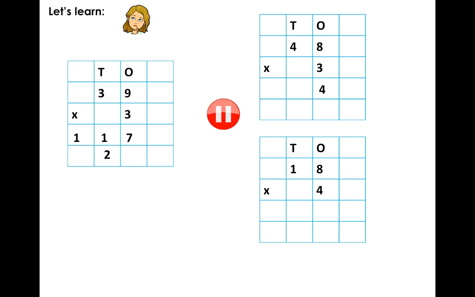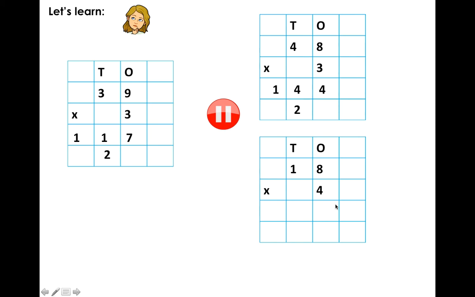So you should have seen in the 48 multiplied by 3 that 8 multiplied by 3 is 24. So we should have 2 tens underneath the tens column and 4 ones in our ones column. And then we do 4 tens multiplied by 3 ones to get 12. And we add on the 2 tens to get 14 tens altogether. Okay, so we're into the hundreds column.